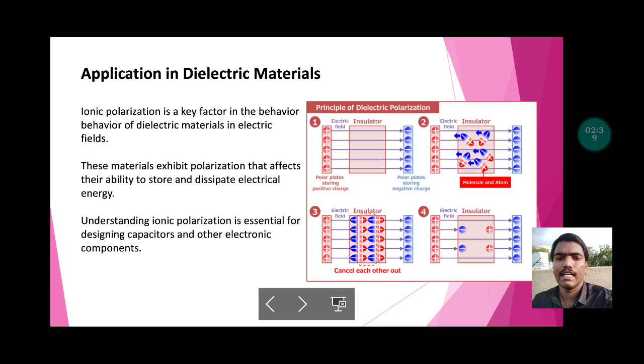Application in dielectric materials. Ionic polarization is a key factor in the behavior of dielectric materials in electrical fields. These materials exhibit polarization that affects their ability to store and dissipate electrical energy. Understanding ionic polarization is essential for designing capacitors and other electronic components.